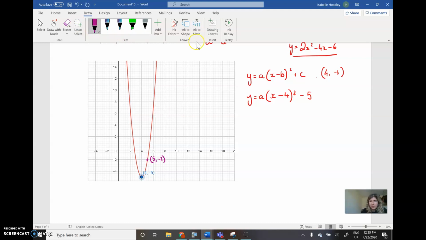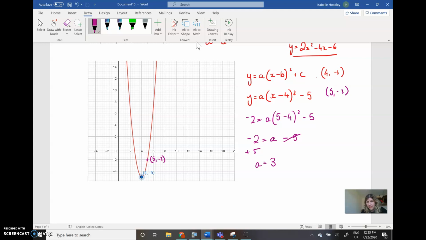But all right, we'll go from here. So we're going to use 5, -2. Now y is -2, okay, and x is 5. So we're going to sub that in. From here, 5 minus 4 is 1, 1 squared is 1. So we're going to end up with -2 equals 1a minus 5. Now the next thing is we're going to add that 5 to the other side. So we end up with a equals 3.